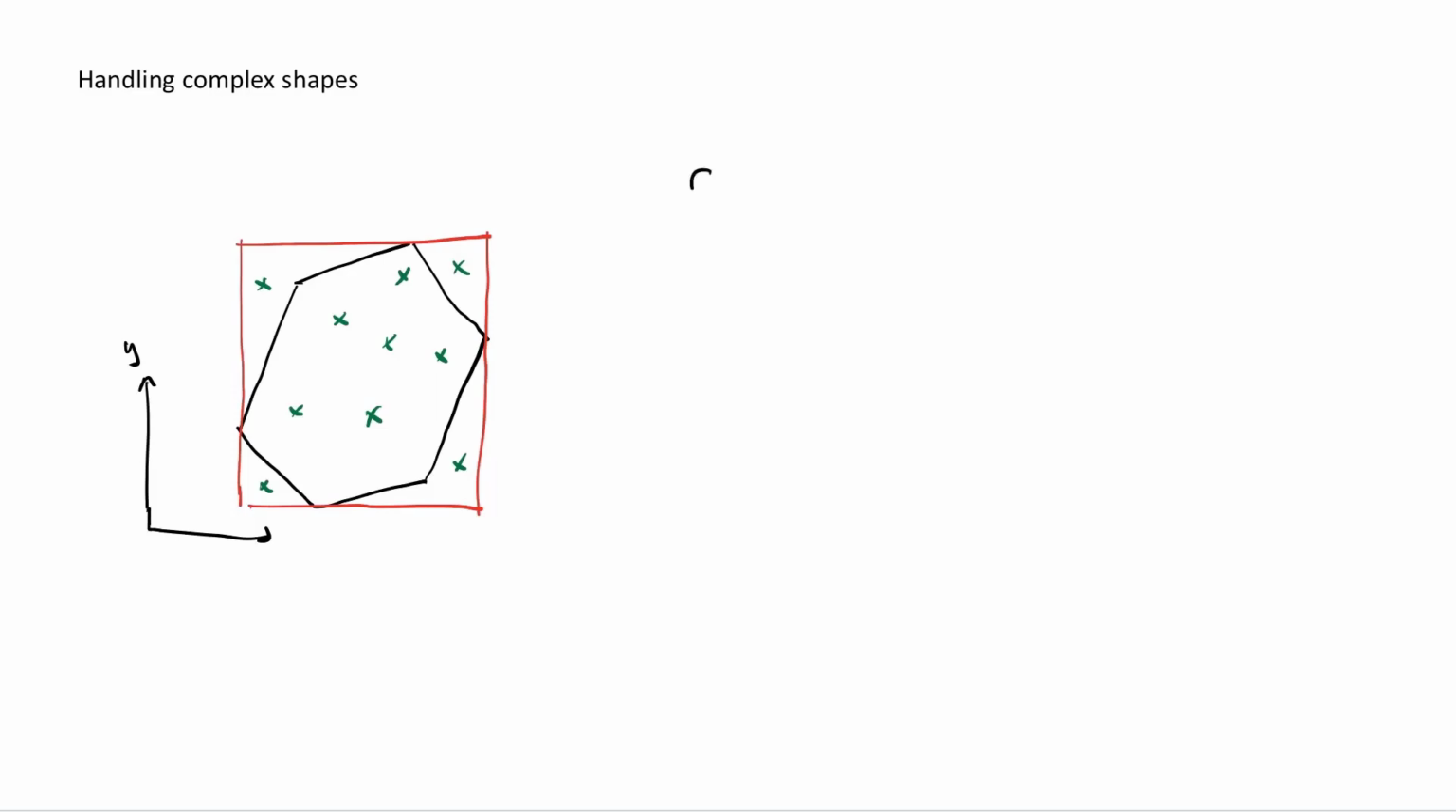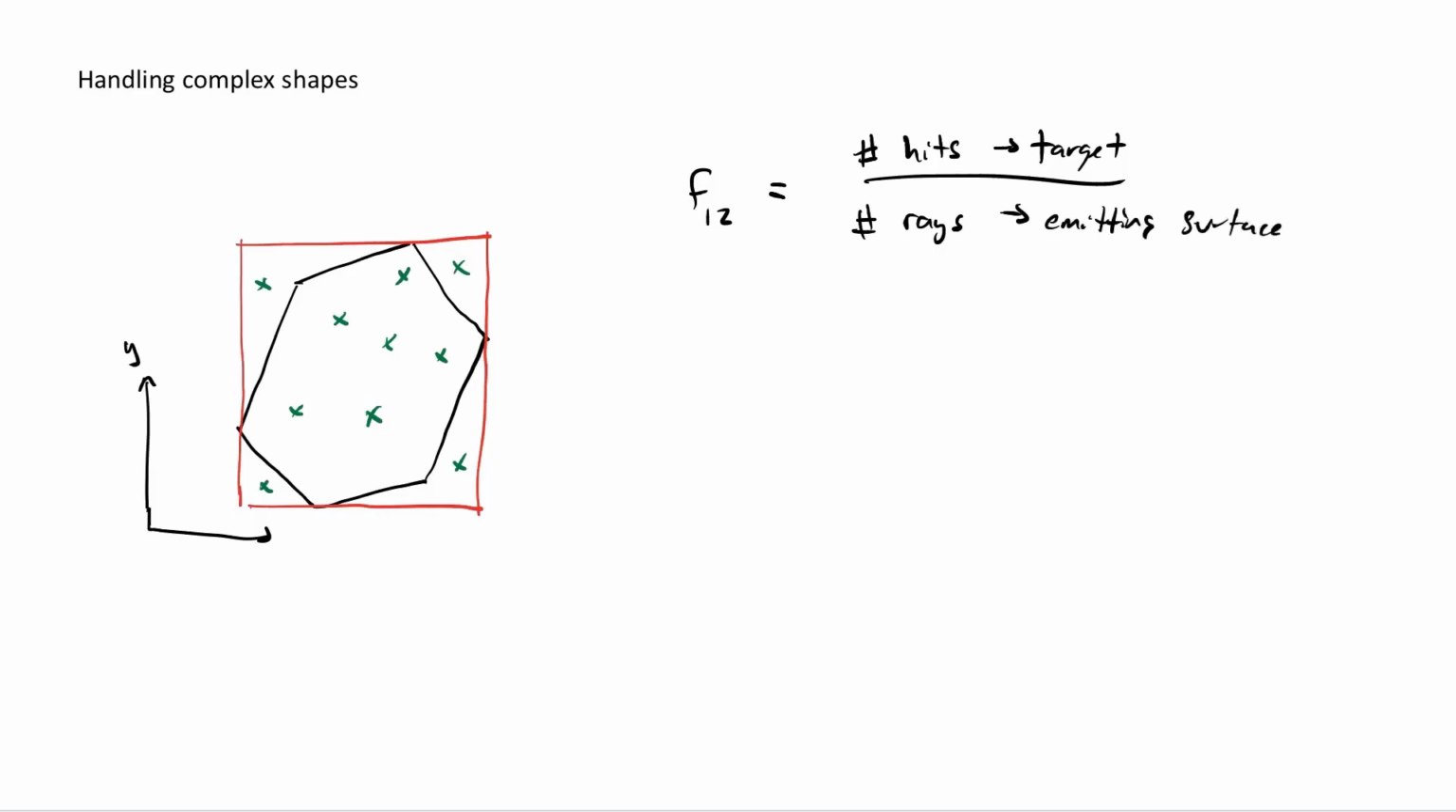So the view factor for this is still going to be the number of hits on the target divided by the number of rays from the emitting surface. Right, and the number of rays from the emitting surface are only these rays, only these rays that fall inside this hit test region. Okay, so that's one way to handle complex shapes.